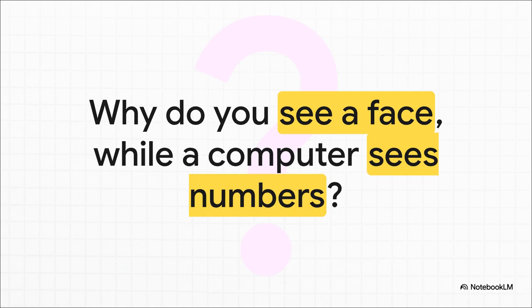So check this out. When you look at a picture of a face, your brain just gets it, instantly. But a computer sees a giant grid of numbers. That's it. Just a bunch of values for red, green, and blue for every single pixel. It's totally meaningless data to a machine. So the entire challenge, the whole puzzle of computer vision, is figuring out how to bridge that gap. How do we get a computer from that sea of numbers to something as simple as, hey, that's a face?